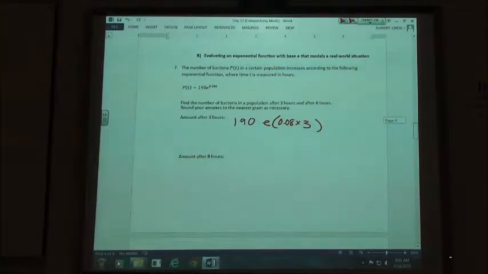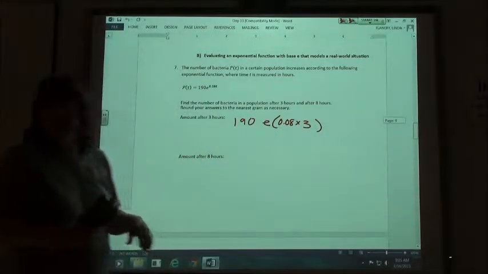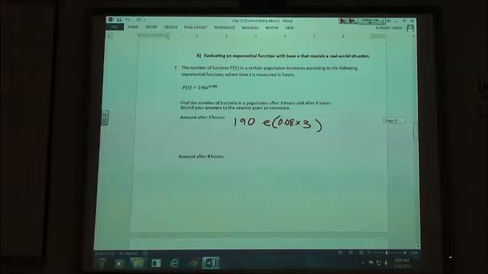So you don't use a caret key. I don't know why. You think you should. But on this calculator, you don't use the caret key. You just put whatever the exponent is in parentheses behind your number, unless it's just one number. Then you don't need the parentheses. 190, shift natural log, parentheses, 0.08 times 3.